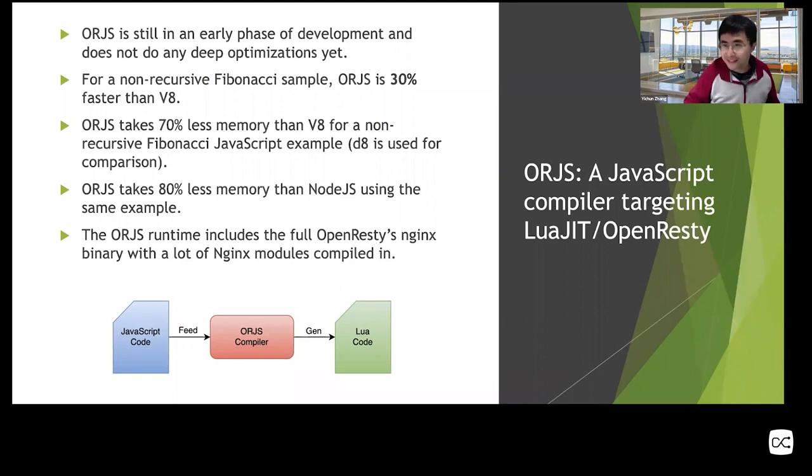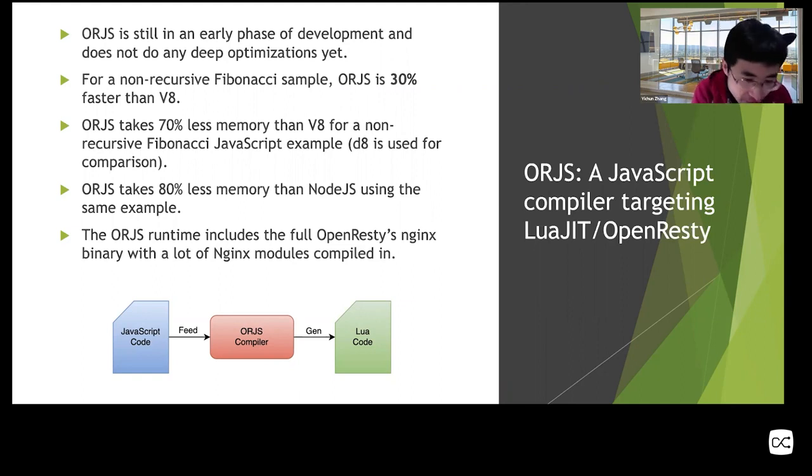So this is not really a DSL. Maybe JavaScript was invented as a DSL to be embedded into a web page, right? In the early days of the internet. But now JavaScript has definitely grown into a full-fledged general purpose programming language. But we still do this as an experiment. We call it the ORJS compiler. We can see the diagram here. It takes JavaScript code and then generates Lua code. A transcompiler, right? In your definition.